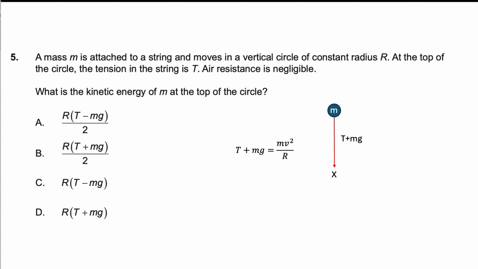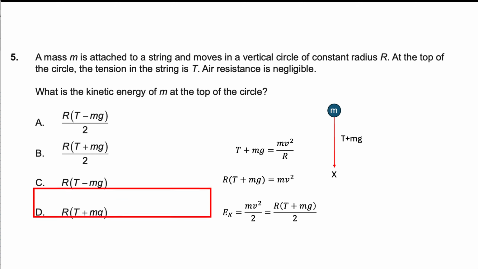Now notice, I think the difficulty in this question becomes probably because you've never seen this question before. It's a slightly different one. We might be asked to calculate the speed or something like that. We're being asked to calculate the kinetic energy. Well, kinetic energy is a half mv squared. So what I can do is firstly multiply both sides by r to get rid of the denominator there, and then I'm going to divide by 2 to get EK is equal to mv squared over 2, apologies, is equal to r times T plus mg over 2, and that is equal to B.